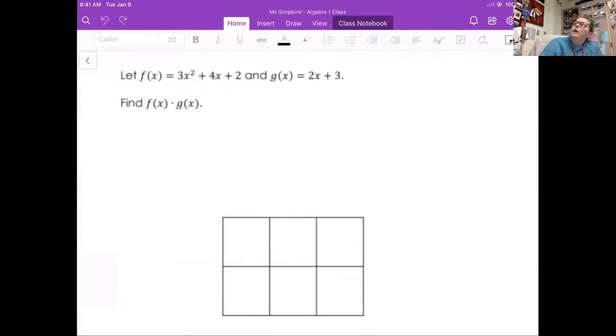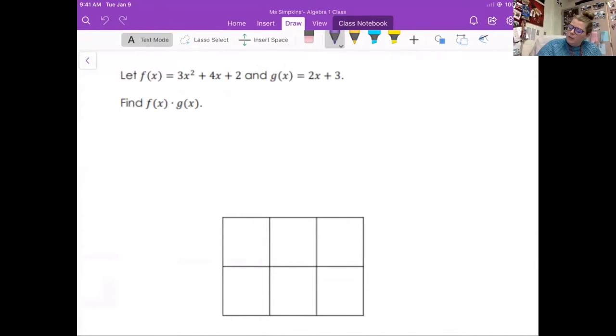So we are going to practice some multiplication. You'll notice that the only difference between this and what we were doing at the beginning of the year is now these are going to be written in what's called function notation. Function notation is just a label to give to an equation. So it's telling me that f of x is equal to 3x squared plus 4x plus 2, and g of x is 2x plus 3. And it's asking me to multiply f of x times g of x.